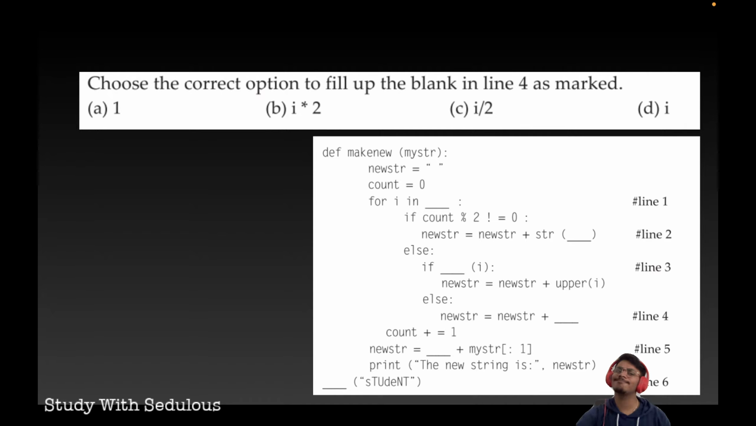It actually makes no sense to say i into 2, because i itself is a letter or a string. String into two strings, not logical. String divided by 2, not at all logical. Plus 1, string plus an integer, cannot happen. So the only option we are left with is i, and we will go with i.